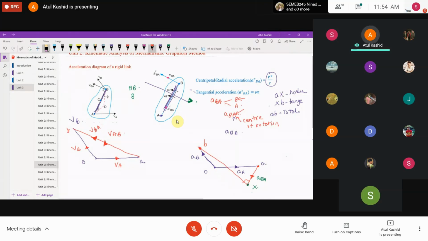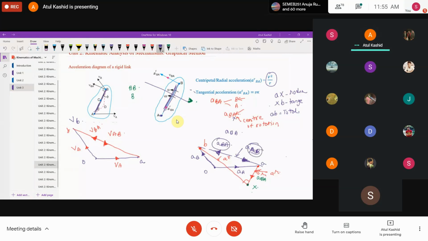And finally, this is my radial component AR, and this is my tangential component AT. If I join this A to B directly, I will get the total acceleration. If I draw the arrow like this, it will be the acceleration of A with respect to B. If I draw the arrow like this, it will be the acceleration of B with respect to A.